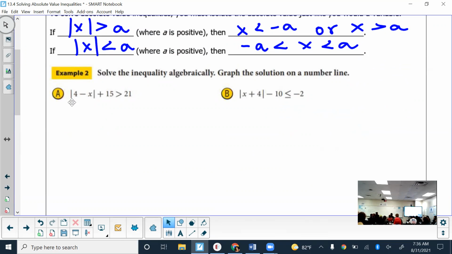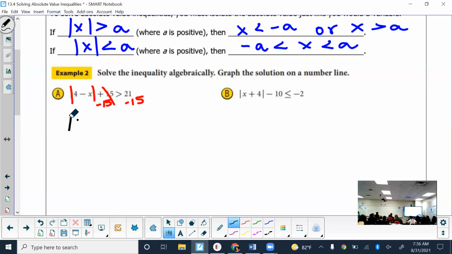All right, so down here, a few examples: solve the inequality, graph the solution on a number line. So first step is always to do what with these absolute value problems? Isolate those absolute value bars. What's being done to them? Instead of adding 15, we're going to subtract 15 on each side. On the left side, the 15s cancel. We just have the absolute value of 4 minus x.